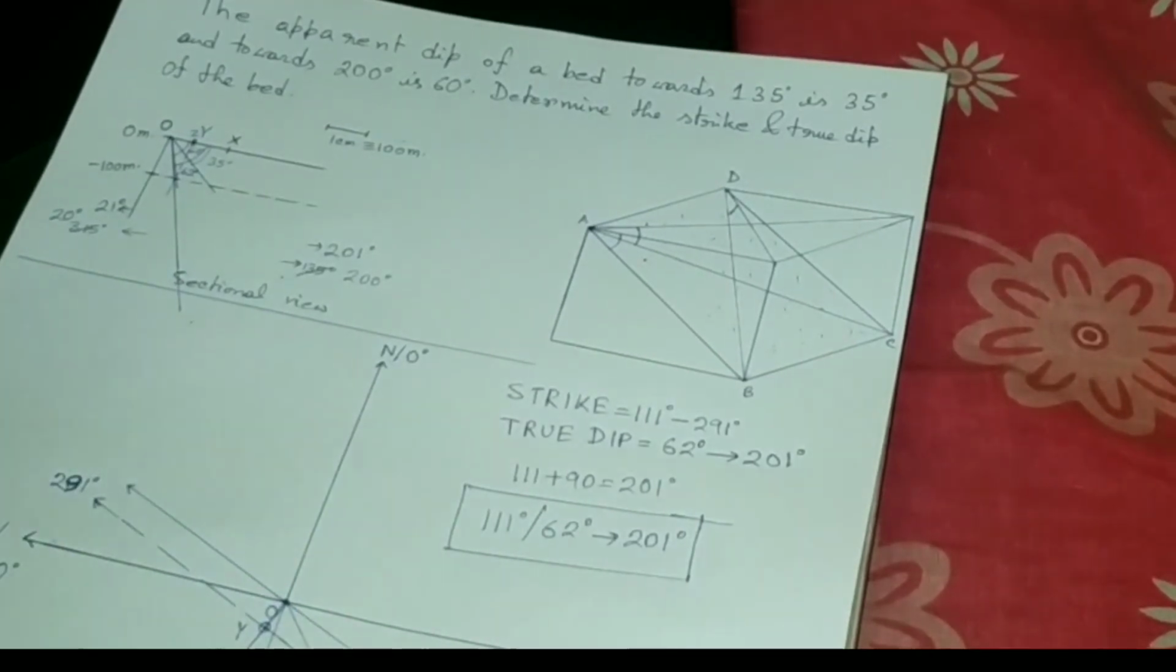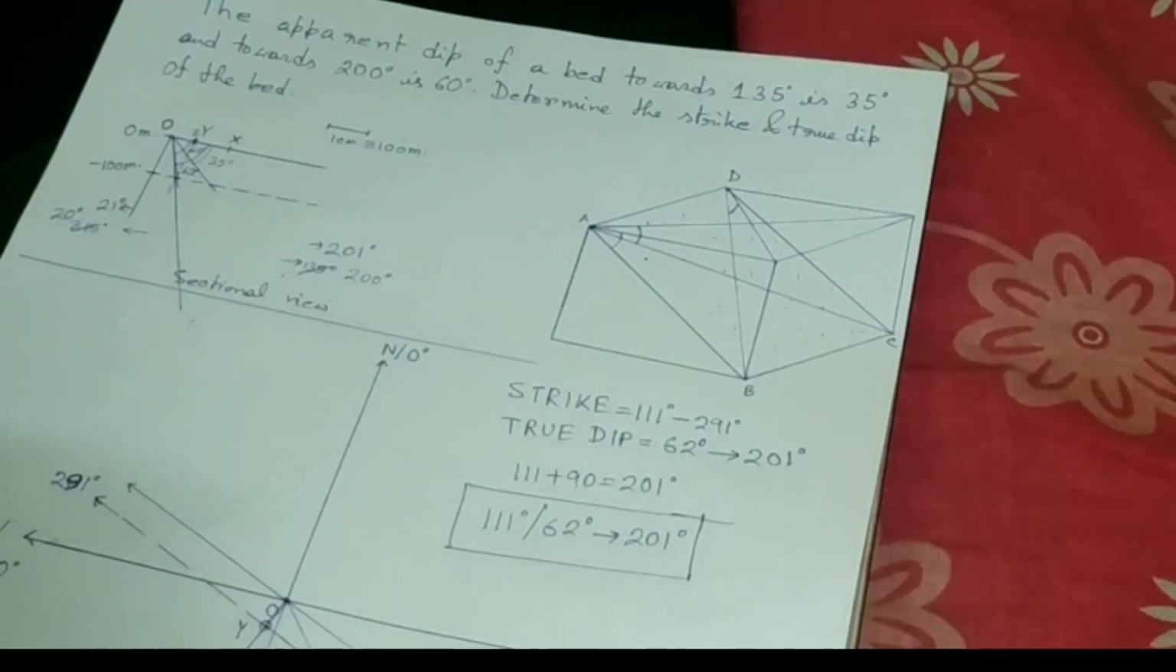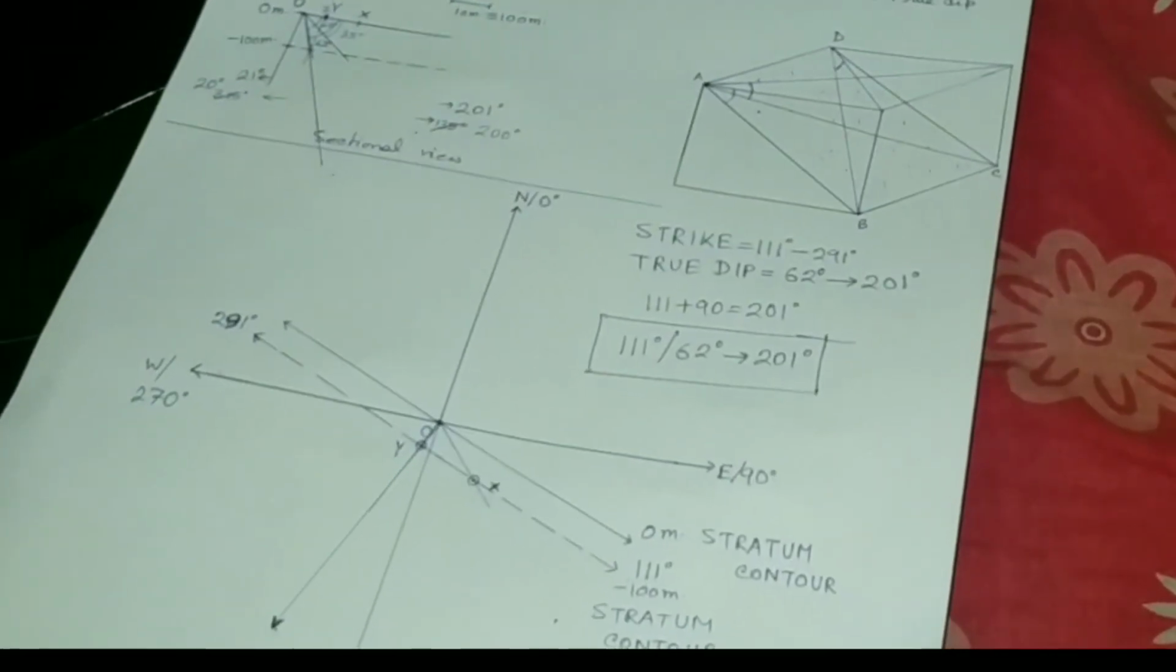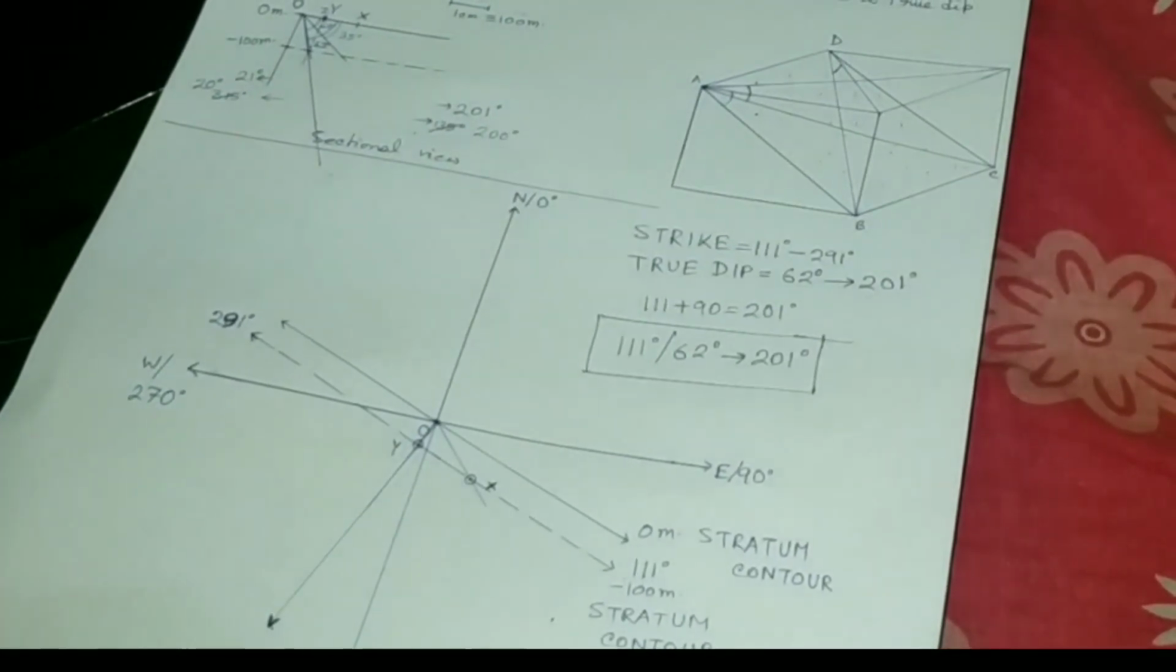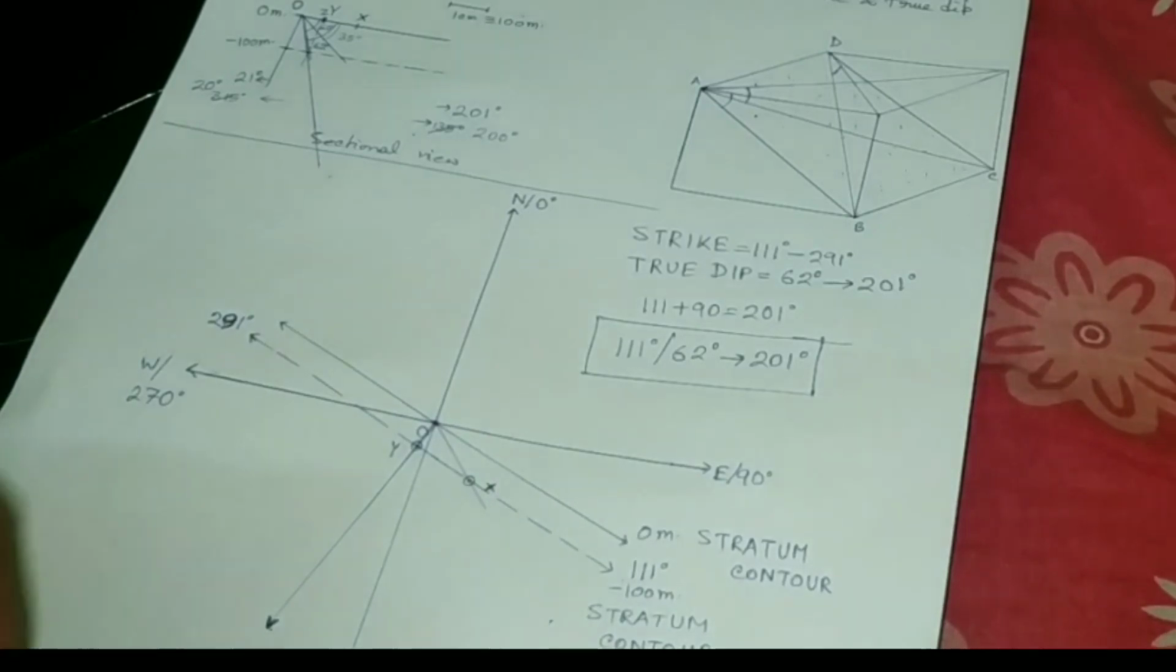So that is all for today. Hope you will be able to construct the true dip from apparent dips graphically. This is called the graphical method by stereonet. We will be explaining it in future sessions.